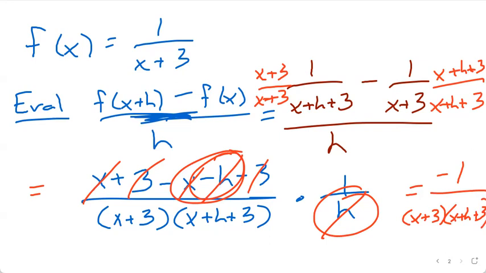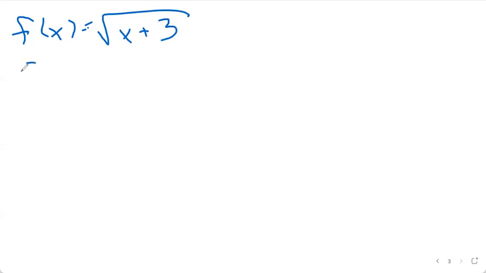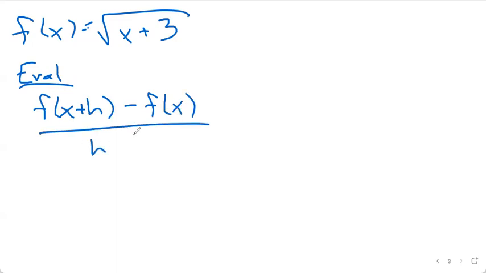So there you go, by common denominator. Lastly, let's do a square root. This time, we'll go ahead and work with f of x equals the square root of x plus 3. And again, you might be asked to evaluate the difference quotient, f of x plus h minus f of x, all over h. So here we go.